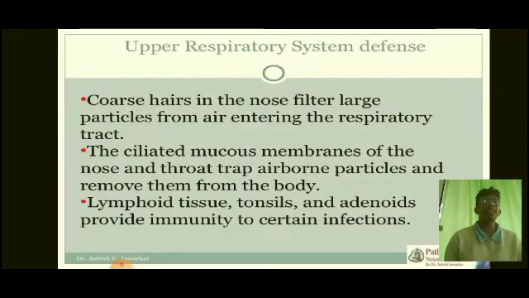There are defenses in our respiratory system. On the upper respiratory system defense, we have coarse hair which filters large particles from entering the respiratory tract. So makita nato ang mga buhok sa ato ang ilong, it filters large particles that wish to enter our respiratory tract. While the ciliated mucous membrane of the nose and the throat traps airborne particles and removes them from the body, the lymphoid tissue, the tonsils, and adenoids provide immunity to certain infections.